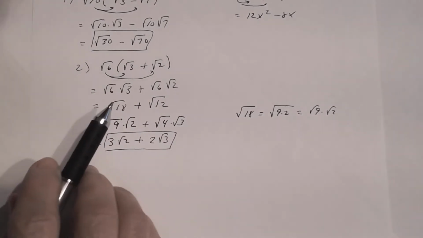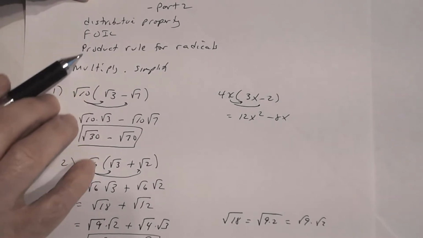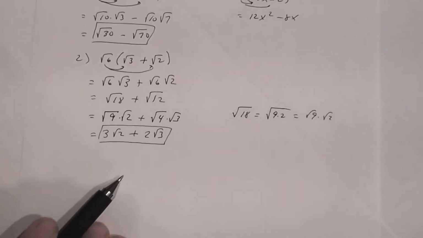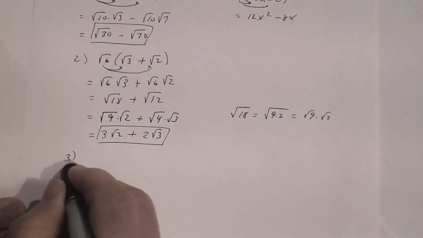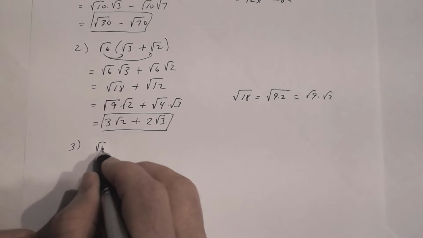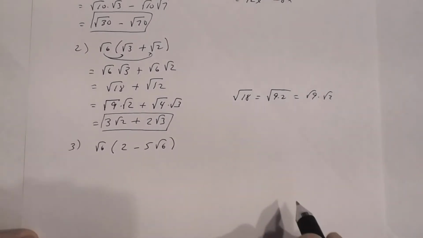Just knowing things that you've learned in the past helps you with the new stuff, okay? All right, number 3, let's suppose we had this for number 3. We had the square root of 6 times 2 minus 5 square root of 6, okay?